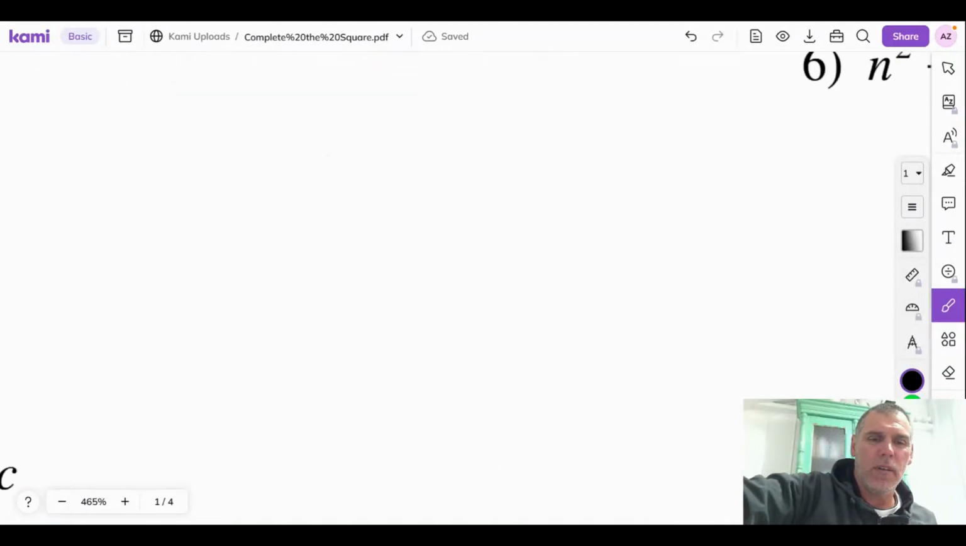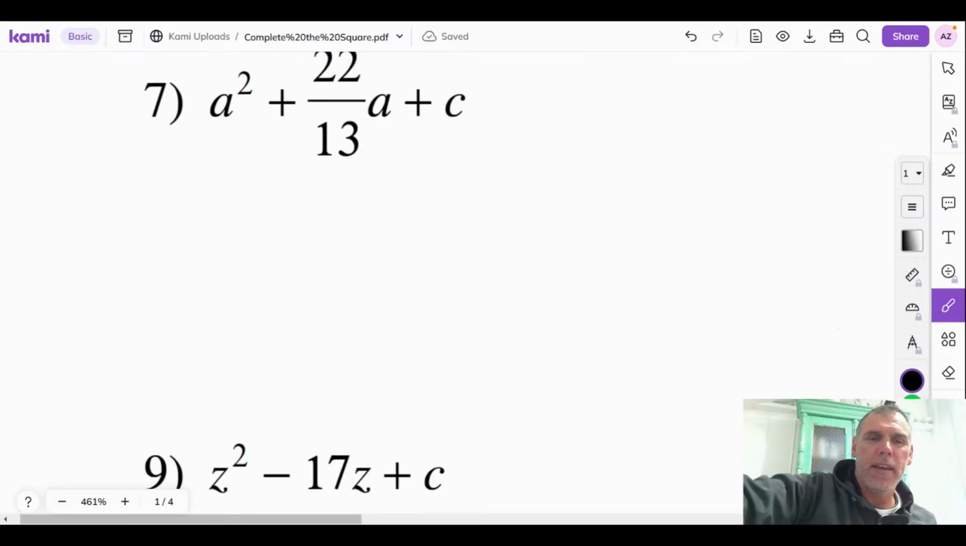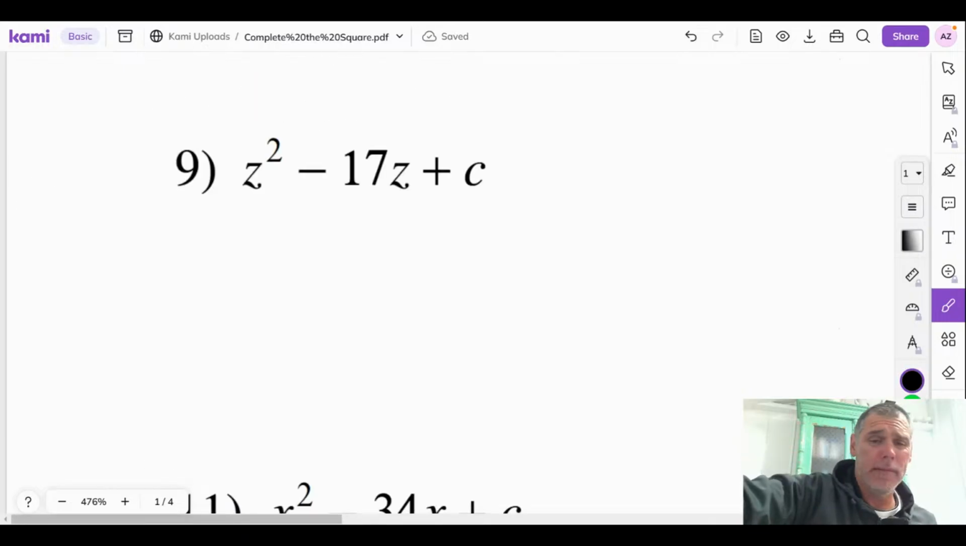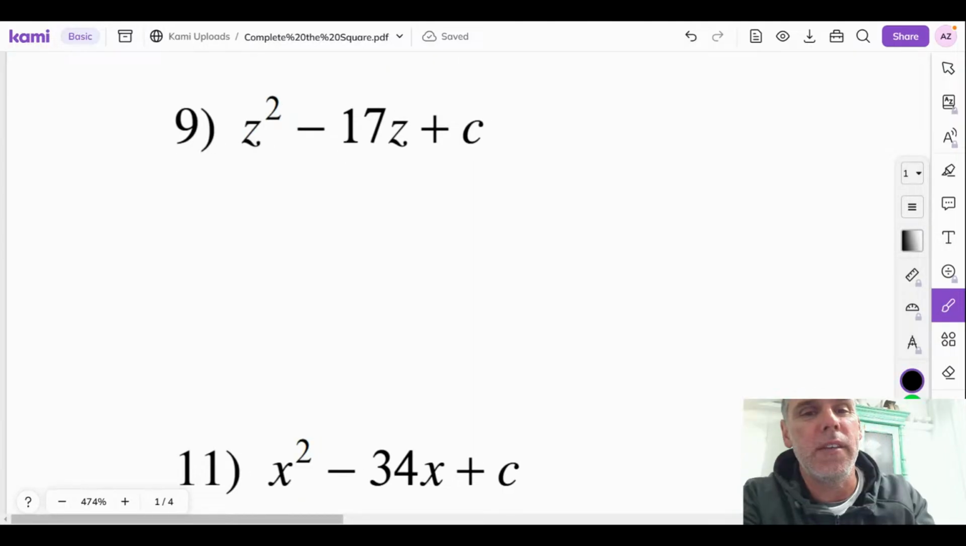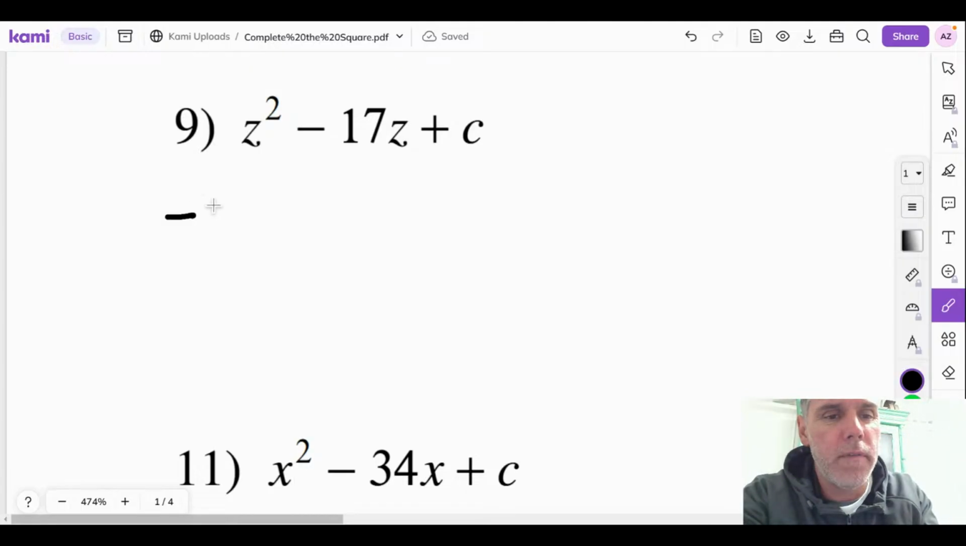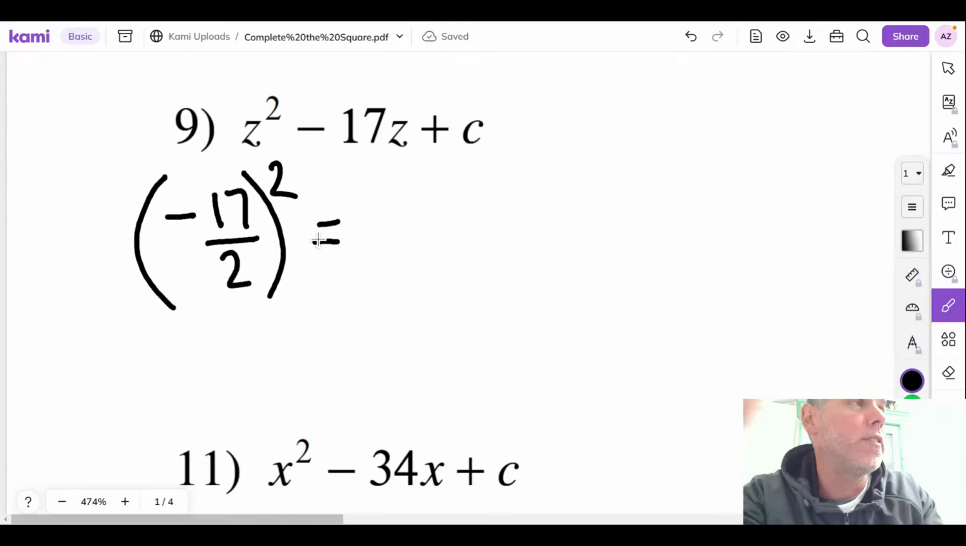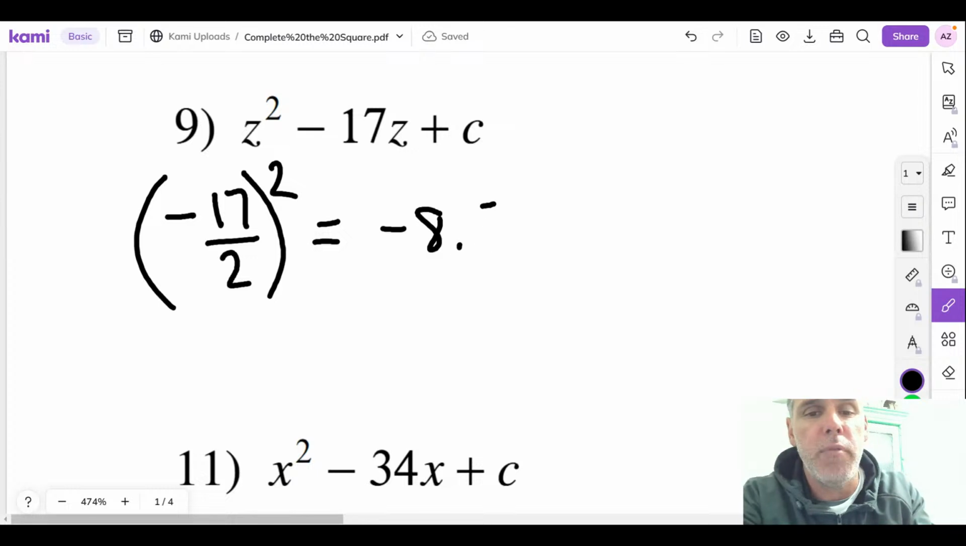Let's run over to another one. I don't have the patience for that one. Oh, half of 17. Yeah, you know what? We could do that. Half of 17, it's going to be kind of interesting. So for this one, we take half of negative 17, and then we square it. So half of 17 is what, 8.5? So negative 8.5. And then we have to square that.